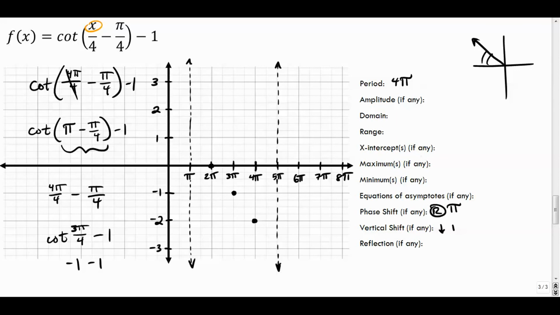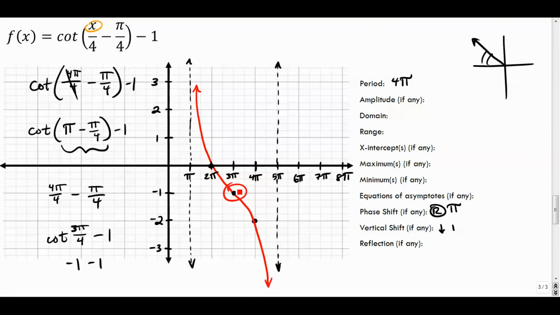All right, look at that symmetry. From here to here to here. They're all equidistant. Everything's nice. So let's connect them. Something like this. So I think that looks pretty good.